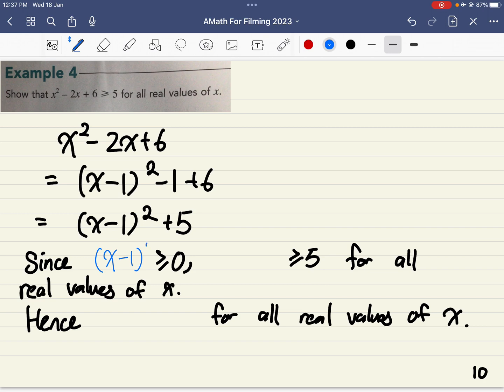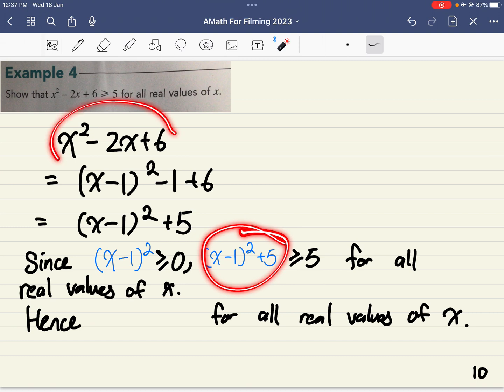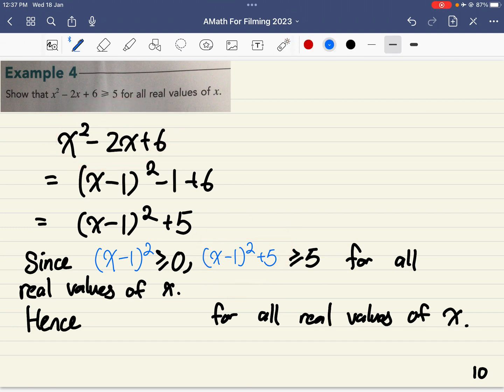Since (x - 1)² is greater than or equal to 0, then it implies that (x - 1)² + 5 is greater than or equal to 5 for all real values of x. Hence, this expression is equivalent to this expression. Hence, I can make the statement that x² - 2x + 6 is greater than or equal to 5 for all real values of x.